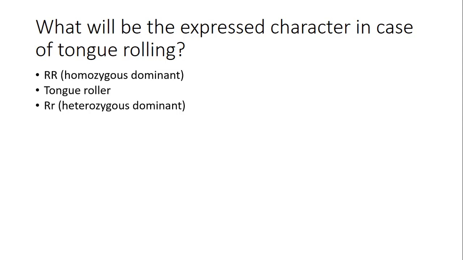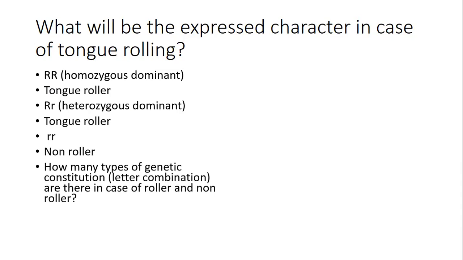Now here there is one dominant and one recessive, one capital R and one recessive. But the character will be dominant, which is tongue roller. And when both are recessive, that time it will be non-roller. So how many types of genetic constitution or letter combinations are there in case of roller and non-roller? In case of tongue roller, there are two combinations: one is capital R capital R, the other is capital R small r. In case of non-roller, there is only one combination, small r small r.